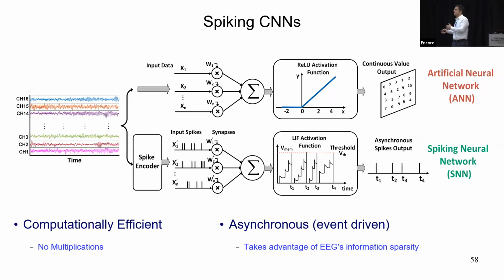Basically, what it does is that the number of computations that we need to do in our network is going to be input adaptive. It's going to be adapted to the level of activity at the input, which is ideal for biosignal processing because of the information sparsity that these signals generally have.